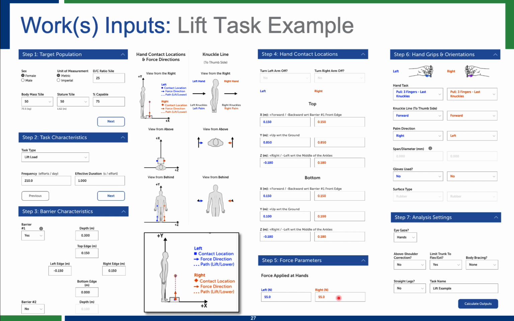The forces are 55 newtons. We've got the 3-finger pull. We can imagine that the knuckles would be facing forward if seen from above or from the side, and that the left palm would be facing to the right, and the right palm would be facing to the left. And so you can define that here. No gloves would be used. And no other things like bracing or limiting the trunk, which again, I go into more detail in the other video. So I click on the calculate button.